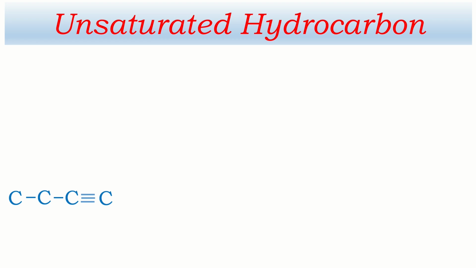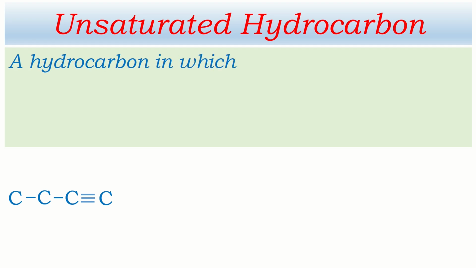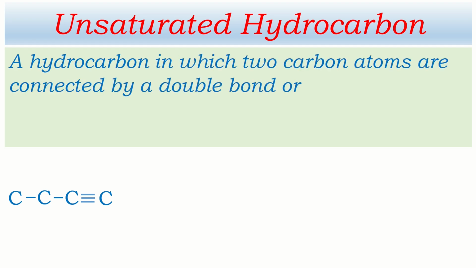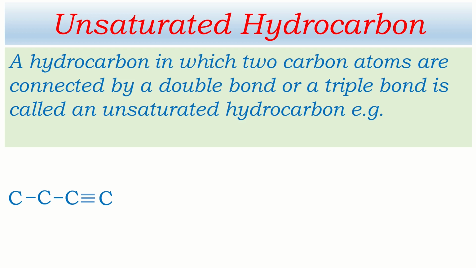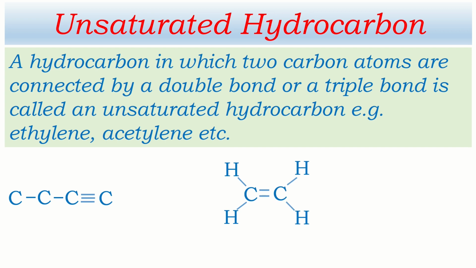We can define unsaturated hydrocarbon this way: a hydrocarbon in which two carbon atoms are connected by a double bond or a triple bond is called an unsaturated hydrocarbon. For example, ethylene, acetylene, etc. Now I want to go through an example. Ethylene, its structure is like this.